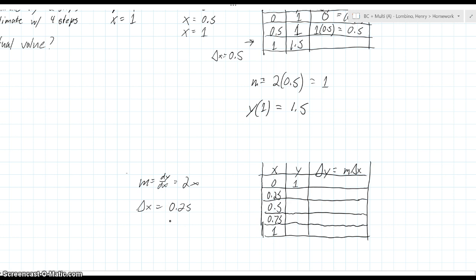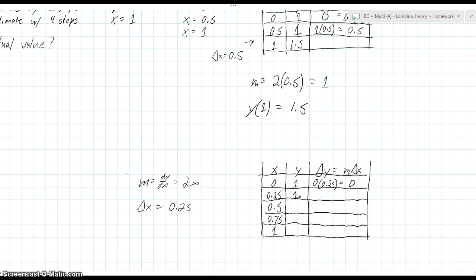So first of all, our change of y is equal to, if our x is equal to 0 right here, it's going to equal 0, and then our change of x is 0.25 right here, so that's going to equal 0 right there. So there's no change in y for this one, so it still equals 1.